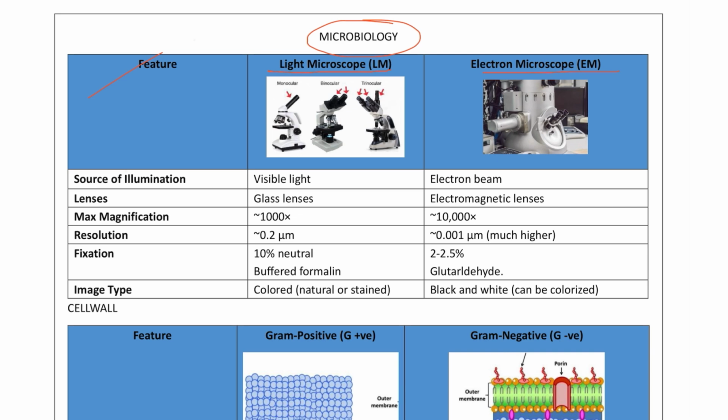The first thing that you have to remember is that the light microscope is going to give a magnification of 1000 times, but the electron microscope is going to give 10,000 times. Even very minor microorganisms you can get to see here. We use glutaraldehyde in the electron microscope, whereas buffered formalin in the light microscope.